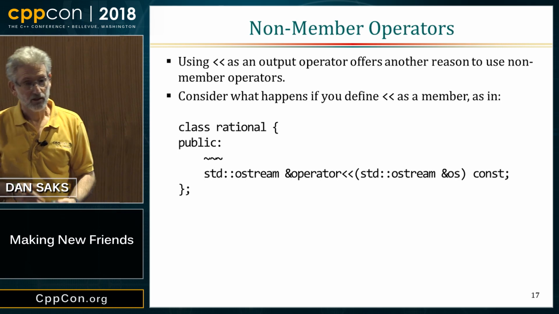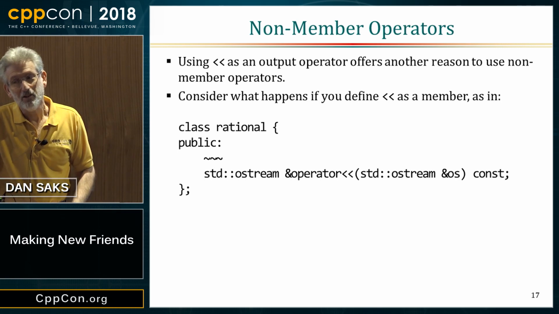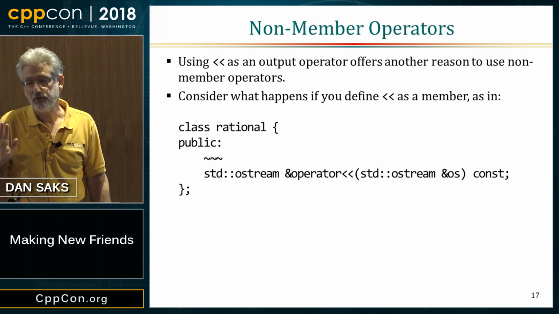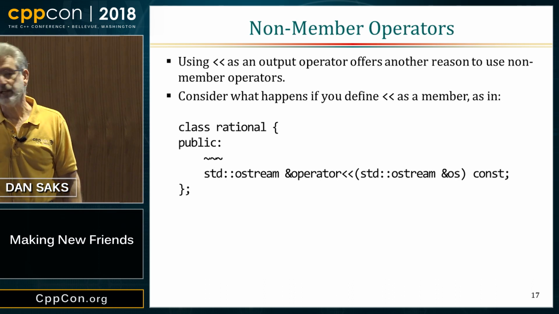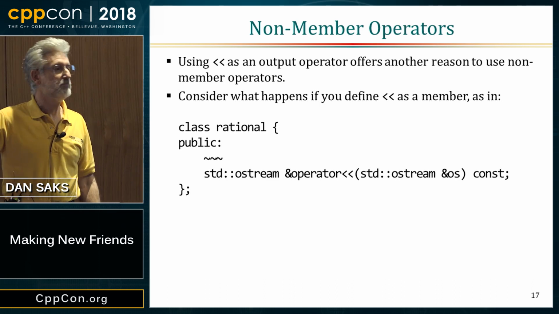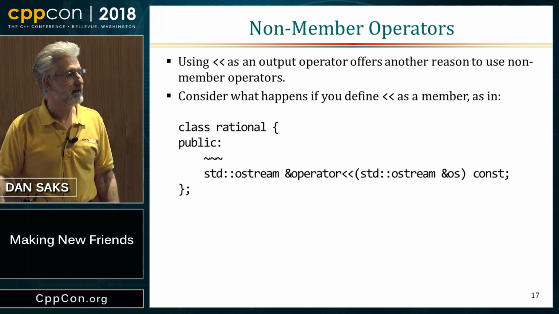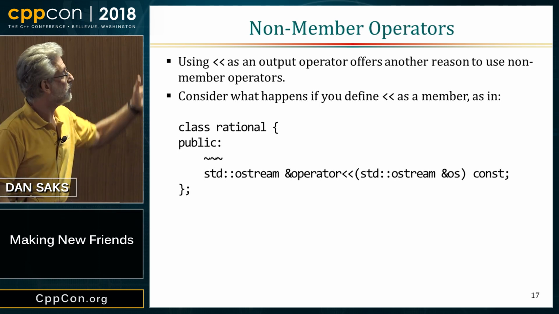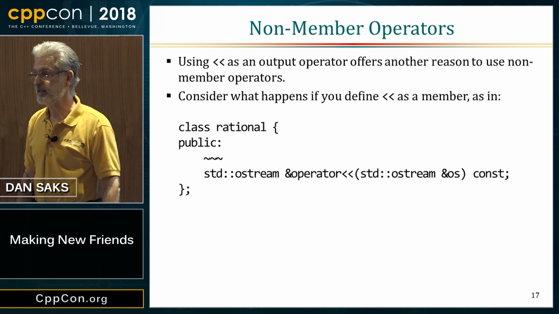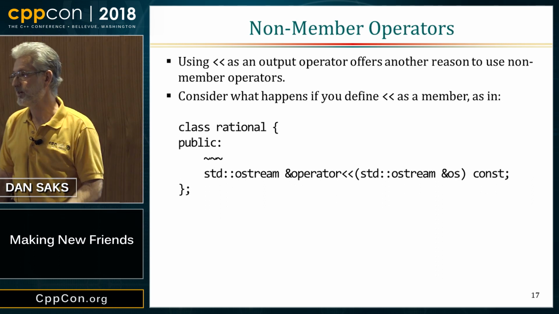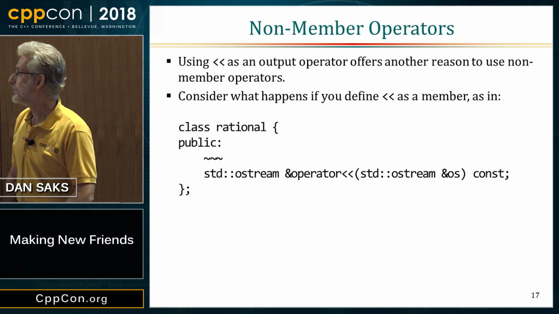Now, clearly you will not be very popular if you go and start editing iostream to change the stream class to include a rational output operator. That's not the way you go about it. You go about doing it by augmenting the rational class to provide the output operation. So you make it a member.